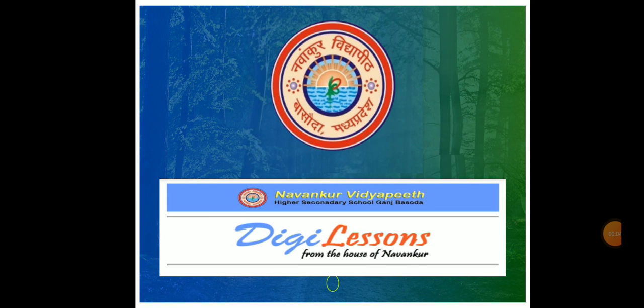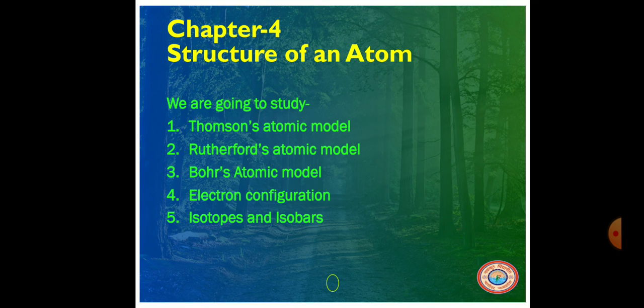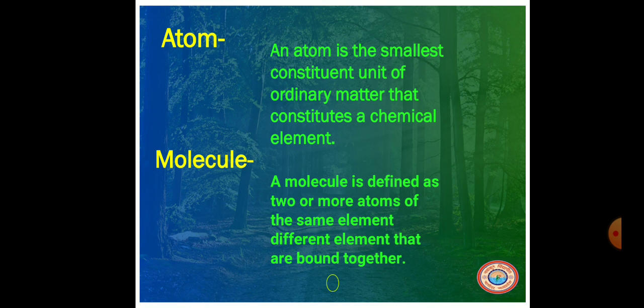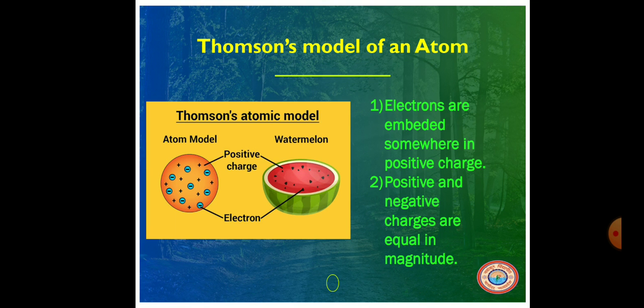In this video, we are going to study Class 9 Science Chapter 4, the structure of an atom. So these are the topics we are going to study in this chapter. Now, atom and molecules. Since we have already discussed about them in previous lessons, we will not get into that. So now moving on to the first and very interesting topic of the chapter, which is Thomson's atomic model.